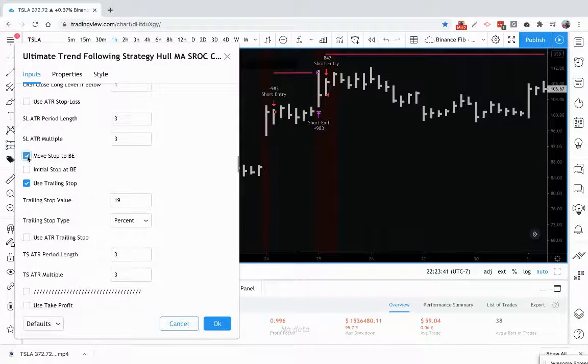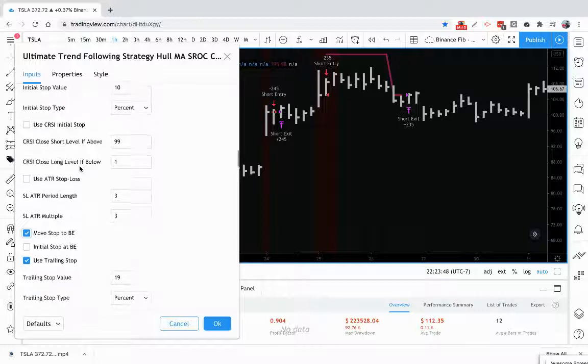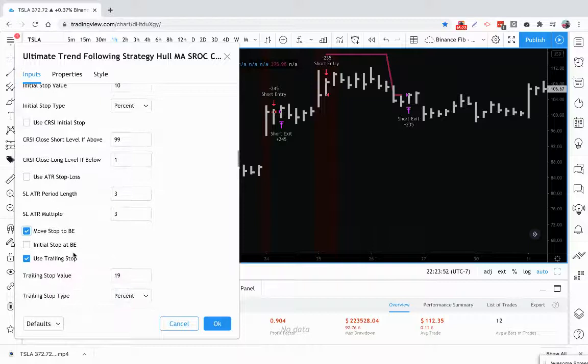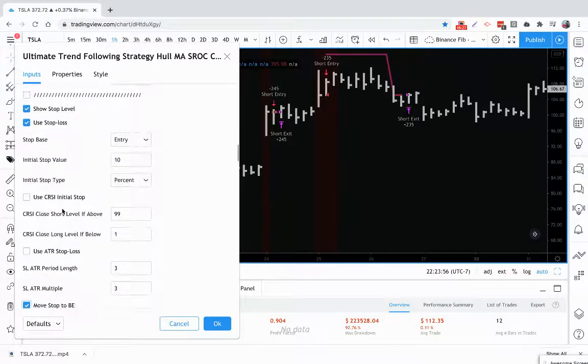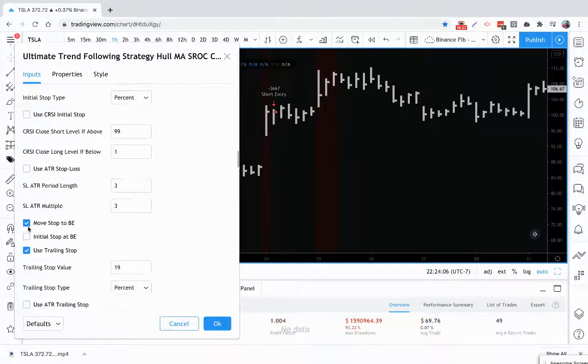You can also use that with move stop to break even if you want to move your stop to break even as soon as it gets there. So those trailing stops, the percentage based or the ATR trailing stop, can be used with either the fixed stop loss or the average true range stop loss. That's a pretty thorough overview of how the stop losses work.